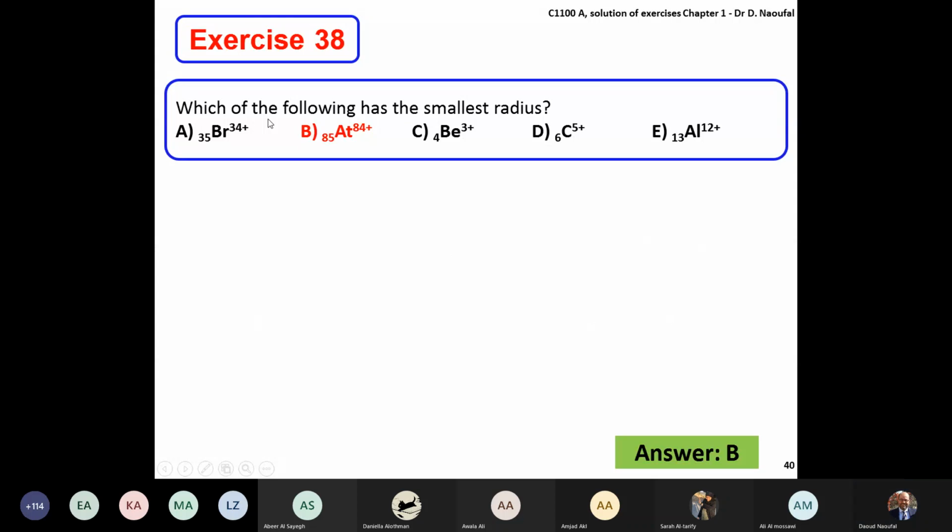Exercise 38. Which of the following has the smallest radius? Br 34+, At 84+, Be 3+, carbon 5+, Al 12+.